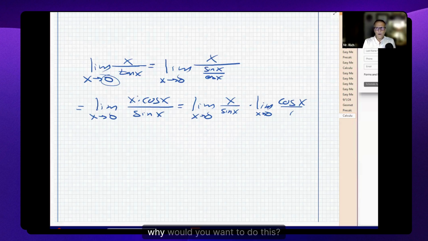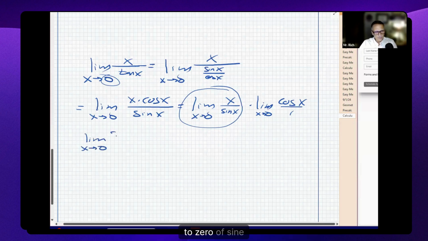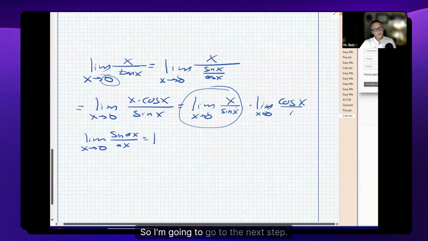Now you may say, well, why would you want to do this? Or how was I supposed to know that would be my next step? Well, because we are looking for something that looks like x over sine x or sine x over x, because one of the limits that your teacher has shown you, I'm sure by this point, is a special limit that says the limit as x goes to 0 of sine ax over ax is equal to 1. I almost have that in this limit. It's just that it's flipped. So I'm going to go to the next step, okay? Here's what I'm going to do.